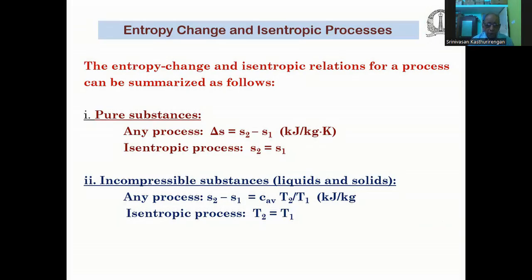The units will be so many kilojoules per kilogram Kelvin. And for an isentropic process, obviously, since delta S is equal to 0, S2 is equal to S1. For incompressible substances such as liquids and solids, S2 minus S1 will be C average, the specific heat, into ln T2 by T1. And similarly, for an isentropic process, T2 is equal to T1.